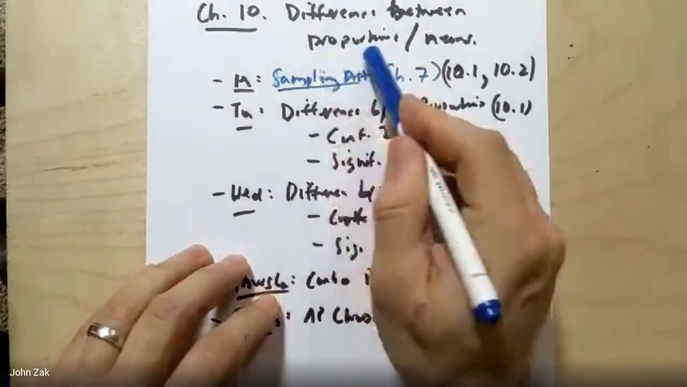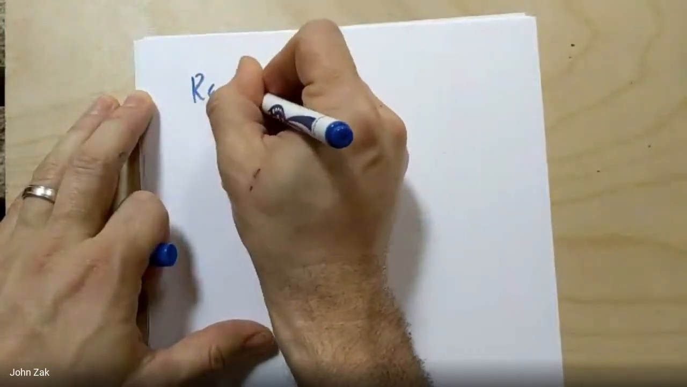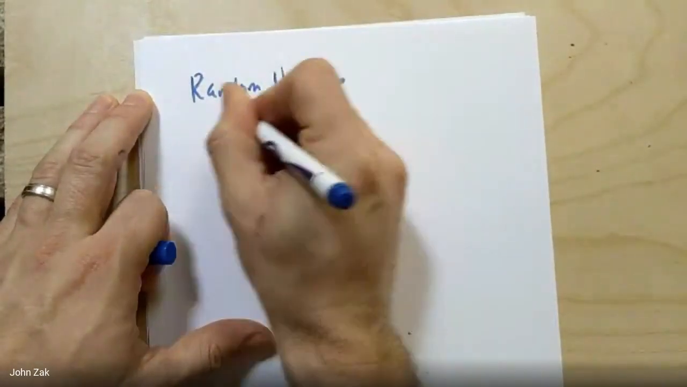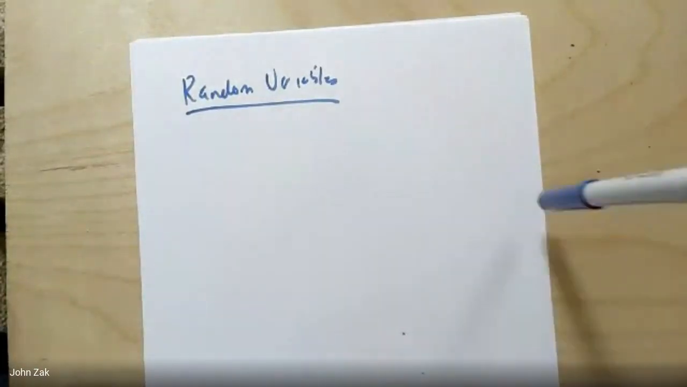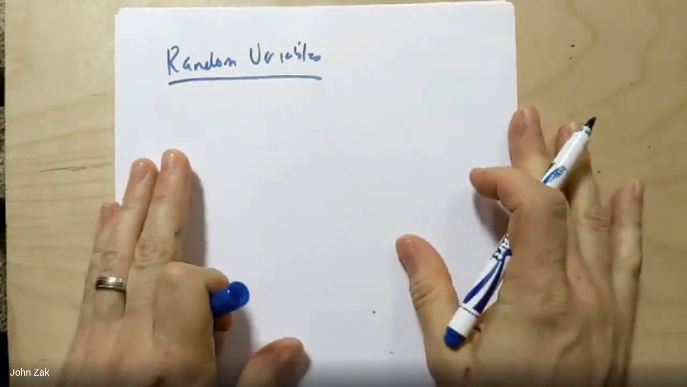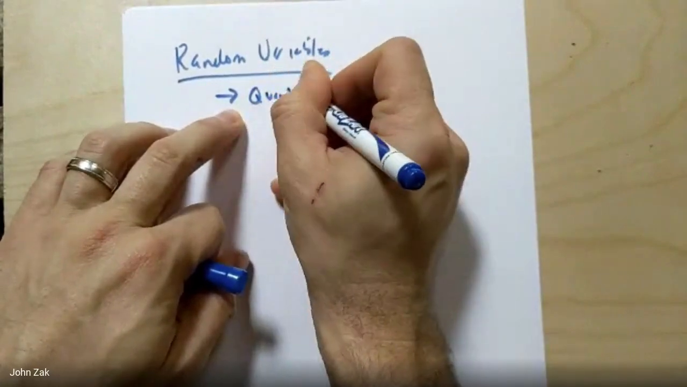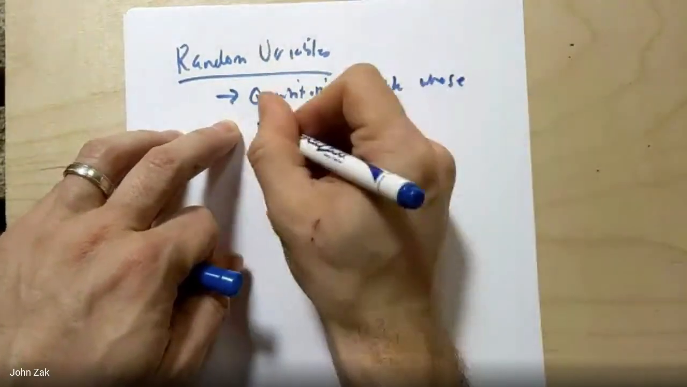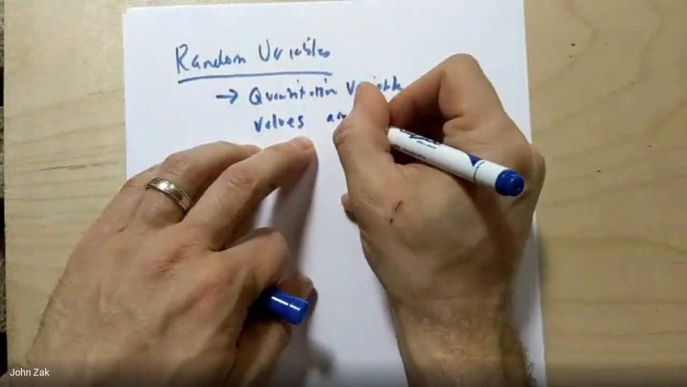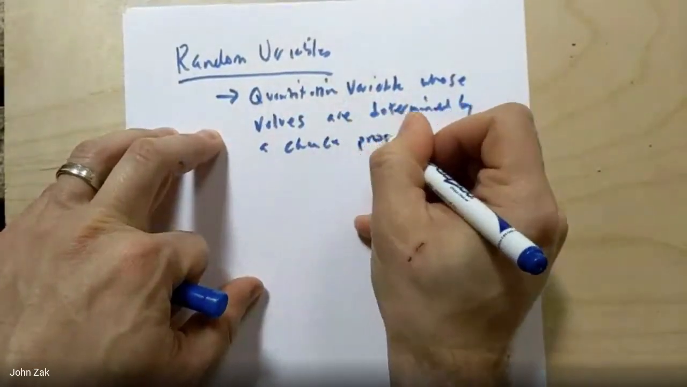The essence of what you're learning here today with sampling distributions is going to go back to things that we talked about when we discussed random variables. You guys remember we talked about random variables? Do you know what a random variable is? That's a tough question. All right, maybe I'll just answer my own question. A random variable is a quantitative variable whose values are determined by a chance process.